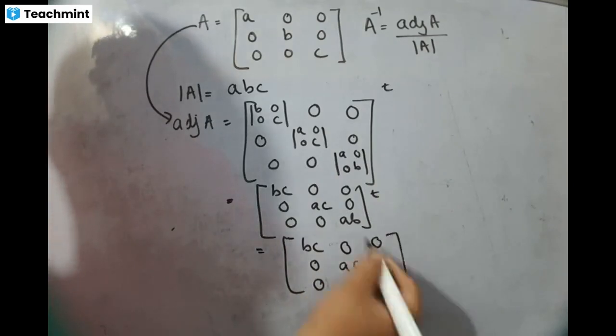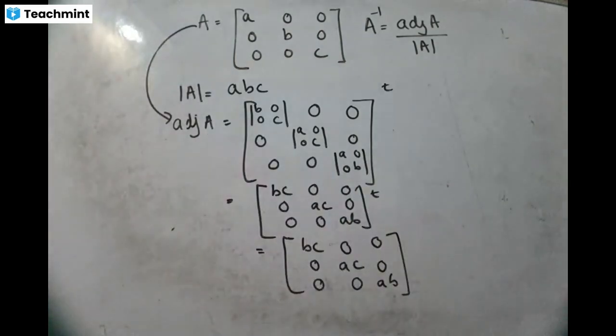So we see that the matrix and its transpose are equal. So this is called a symmetric matrix. Please keep that in mind. This is called a symmetric matrix. So you got the adjoint.